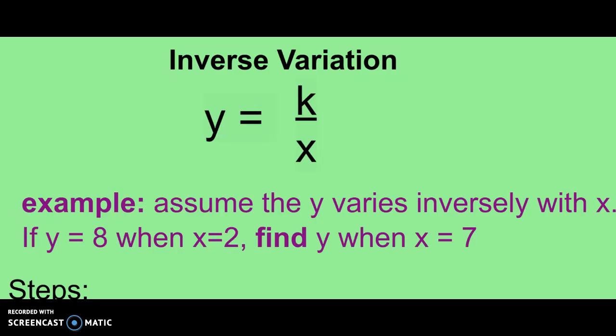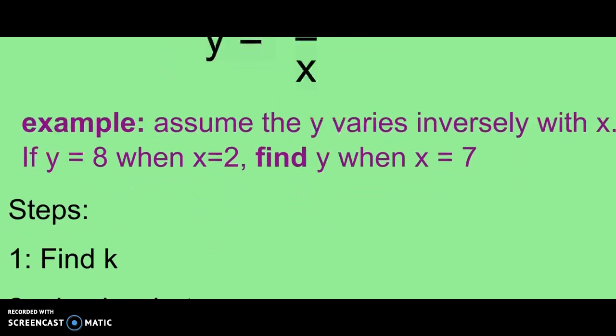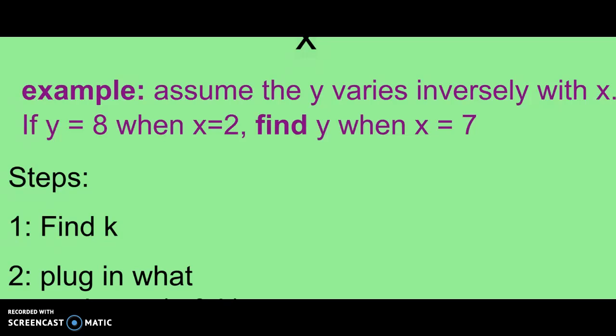All right, so let's go find one more. Here's another formula. Assume y varies inversely. All right, so now we're going to have to go find something else. We know y is 8 and we know x is 2. So let's go find our variation.